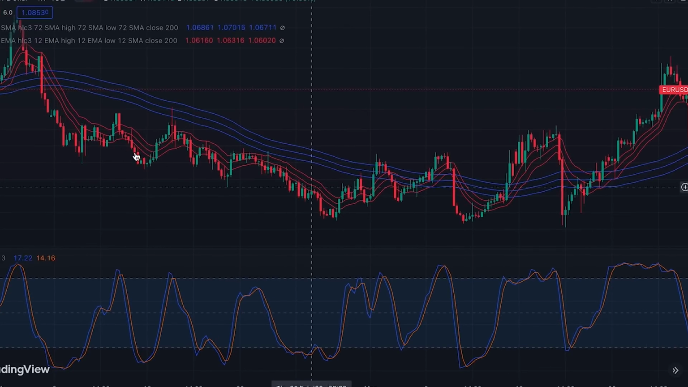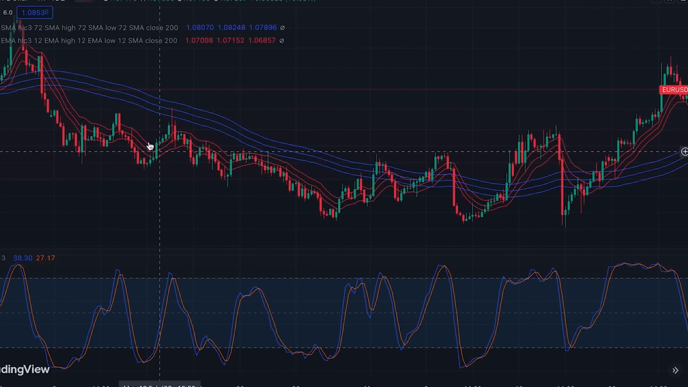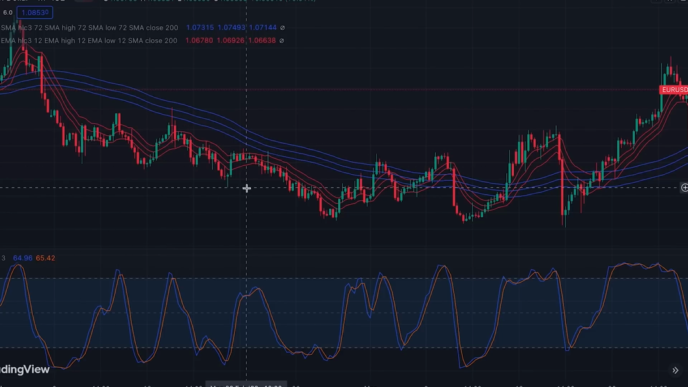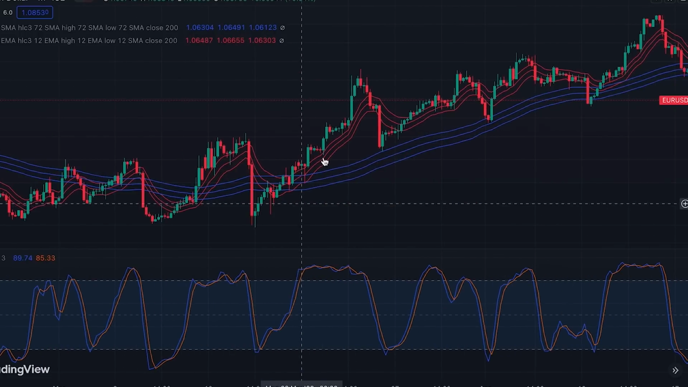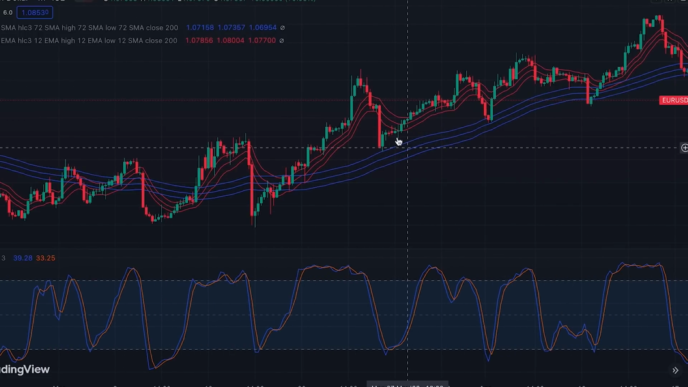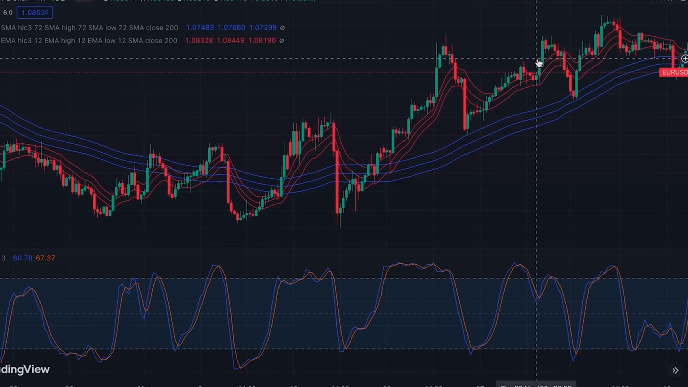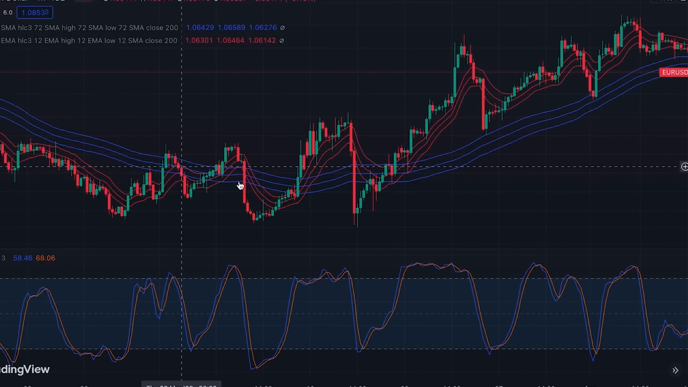When the red channel is completely below the blue channel, the trend is down and we look for selling or short position opportunities. And on the other hand, when the red channel is completely above the blue channel, the trend is up and we look for buying, or in other words, long position opportunities. Please pay attention that when the channels overlap, we don't enter any trade.